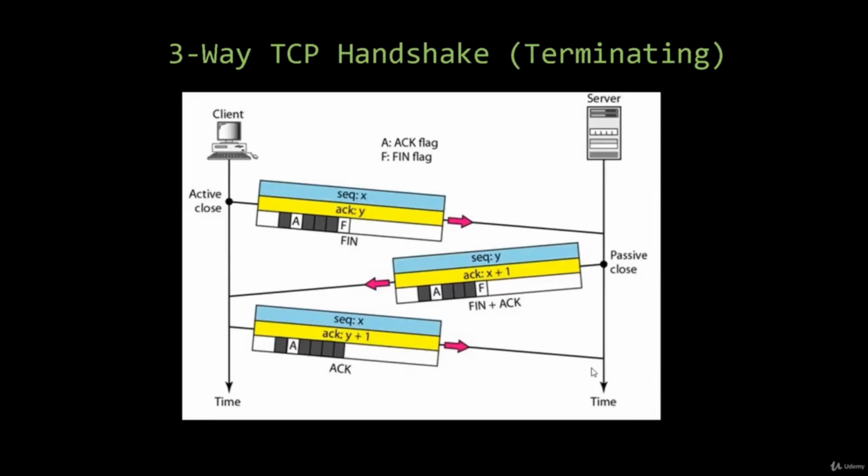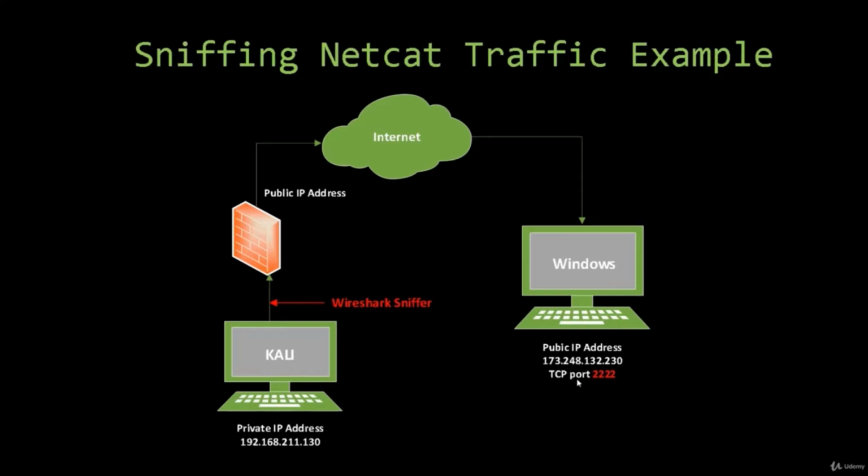Similarly, the same thing goes when we are terminating a connection, a three-way handshake as well. The client sends the server a FIN packet, then the server replies with a FIN ACK packet, then the client confirms with an ACK packet, and the connection is terminated. What we will demonstrate in the next live example is this scenario.